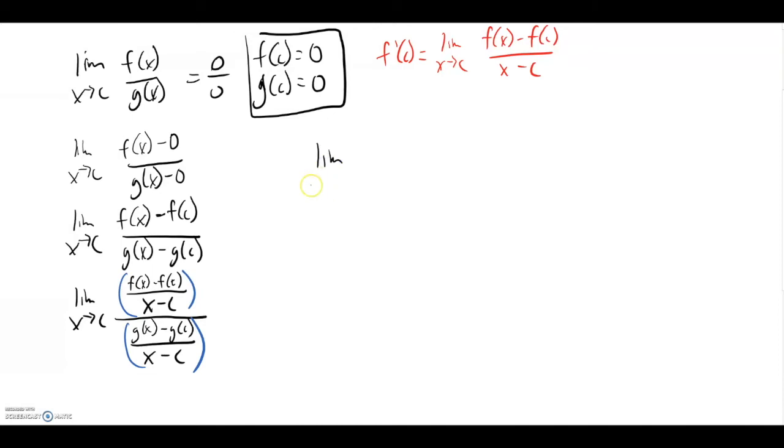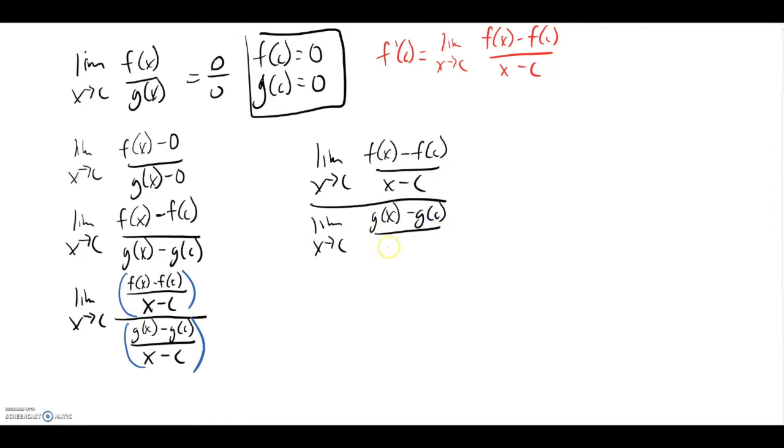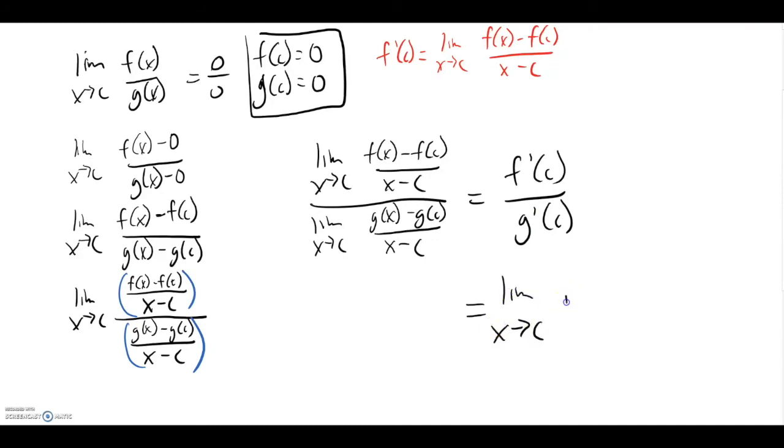So using a property of limits, I can evaluate the limit for the numerator, limit as x approaches c of f of x minus f of c all over x minus c, over the limit as x approaches c for g of x minus g of c all over x minus c, which will become f prime of c over g prime of c. And moving back into limit notation, that will equal the limit as x approaches c of f prime of x over g prime of x. And there is L'Hopital's rule.